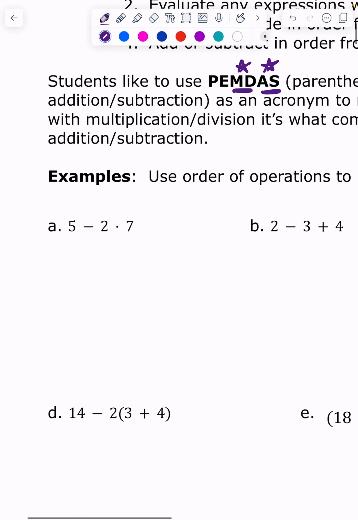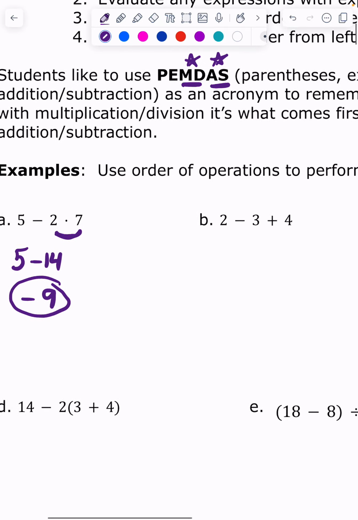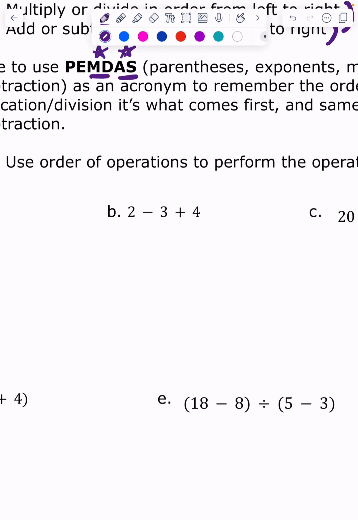We have an example here, 5 minus 2 times 7. So you might be tempted to subtract 5 minus 2, but you remember that your order of operations, so you have to multiply first. So it's 5 minus 14. So we'll stick that in the calculator, and I get -9. Let me write that a little nicer. There we go.